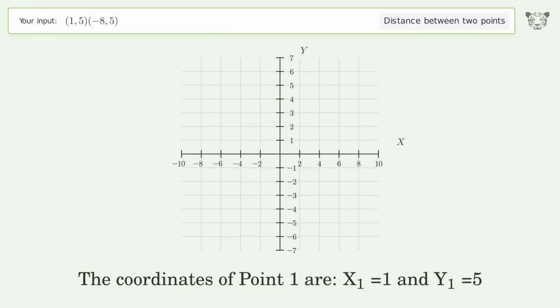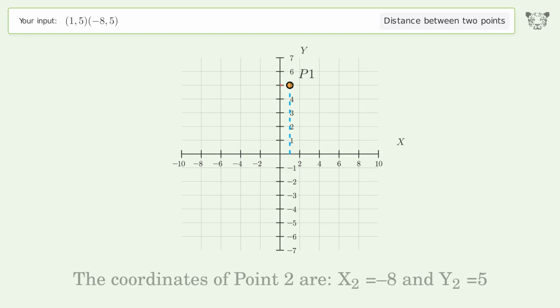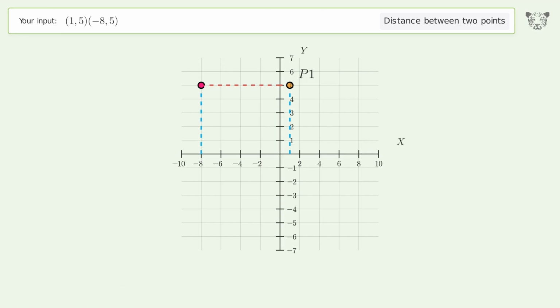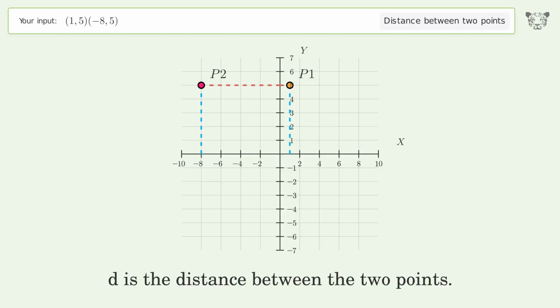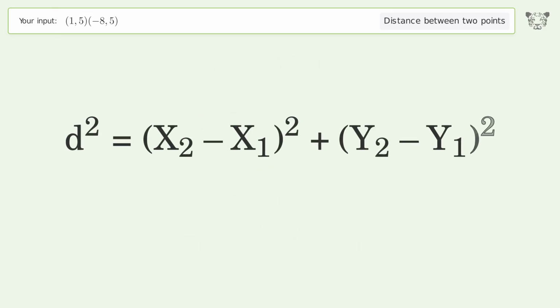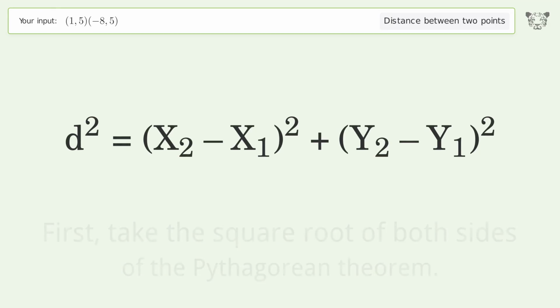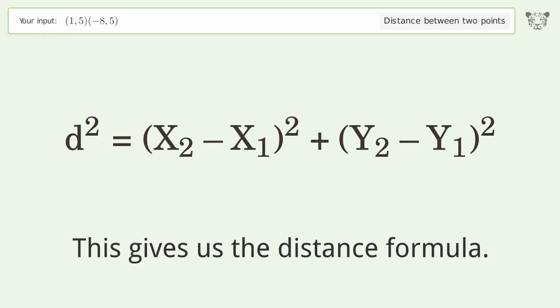The coordinates of point 1 are x1 equals 1 and y1 equals 5. The coordinates of point 2 are x2 equals -8 and y2 equals 5. D is the distance between the 2 points. First, take the square root of both sides of the Pythagorean theorem. This gives us the distance formula.